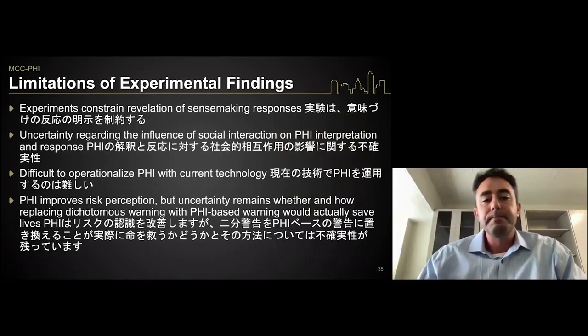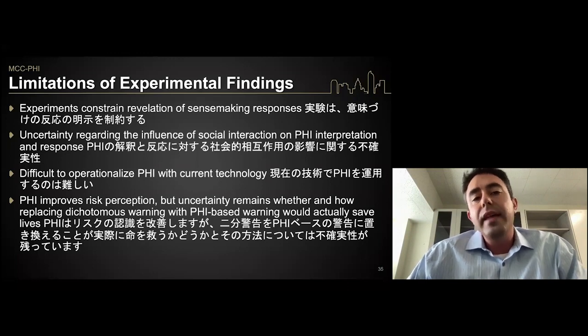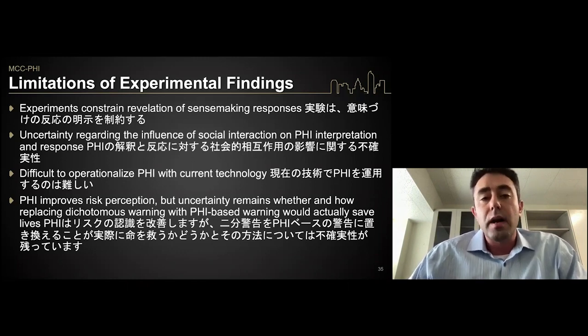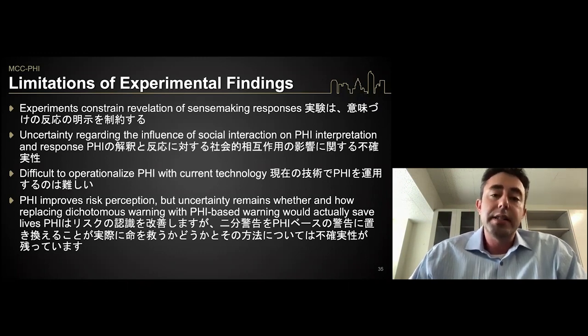So these experiments, while valuable, they constrain revelation of actual sense-making processes. Participants are really asked to just say what they would do, but not why they would take that action or not. There's uncertainty regarding the influence of social interaction on FEE interpretation and response. And we know from decades of warning research that warning is a social phenomenon. Very, very rarely will people take immediate protective action when receiving a warning. They will instead mill for additional and confirming information from the physical environment and the social environment.